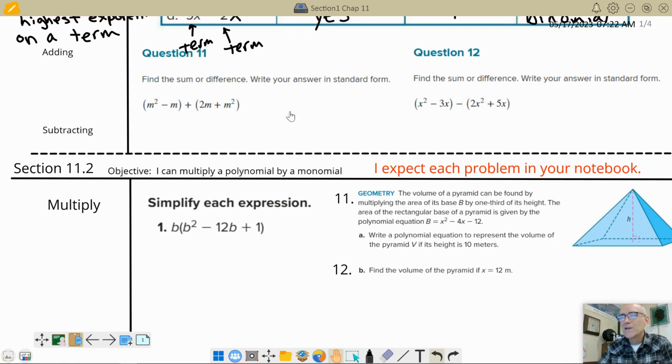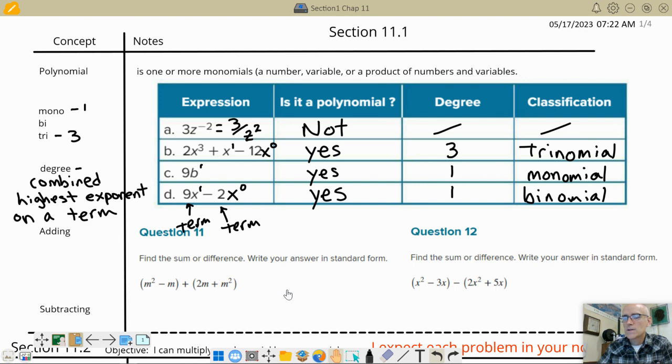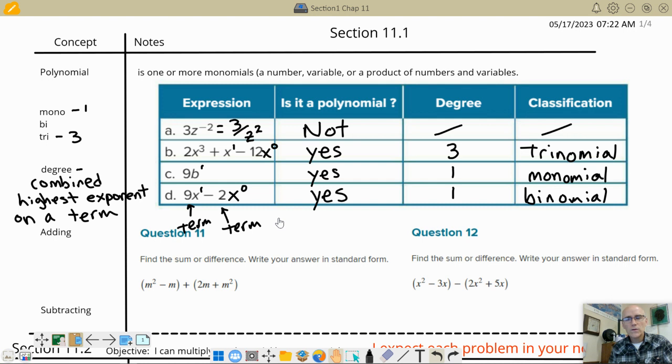Okay, so I'll give you a quick little summary of what we were doing back here in 11.1, just in case you've forgotten. It's been a few days, right? We were talking about polynomials, and polynomials get special names. If there's one term, it's called a monomial. So this guy right here was a monomial. And if it has two terms, it's called a binomial. So here we had 9x minus 2.